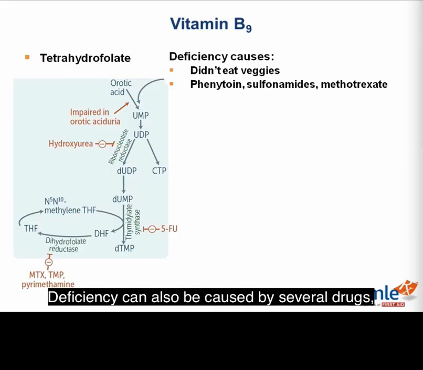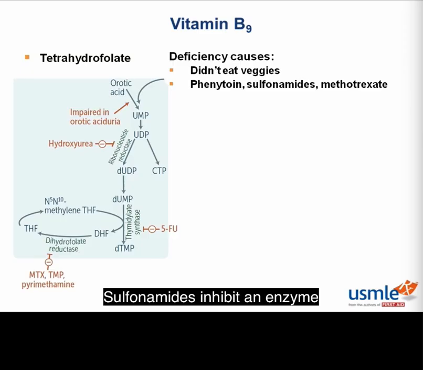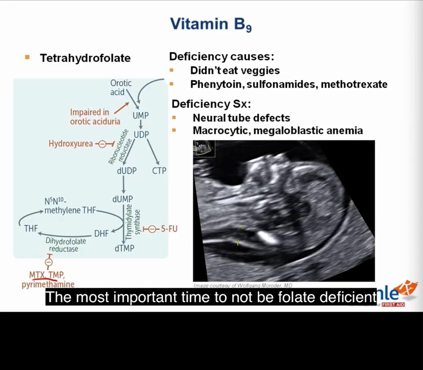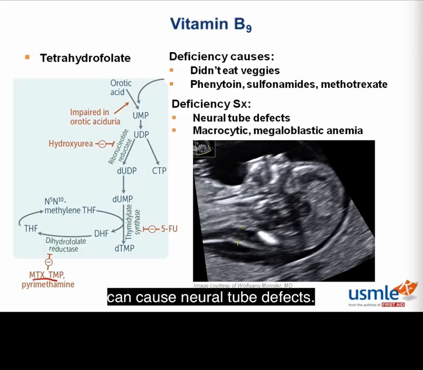Deficiency can also be caused by several drugs, such as phenytoin, sulfonamides, or methotrexate. Phenytoin prevents absorption of folate. Sulfonamides inhibit an enzyme called dihydropteroate synthetase, which synthesizes a precursor of folate, and methotrexate and trimethoprim both inhibit dihydrofolate reductase.